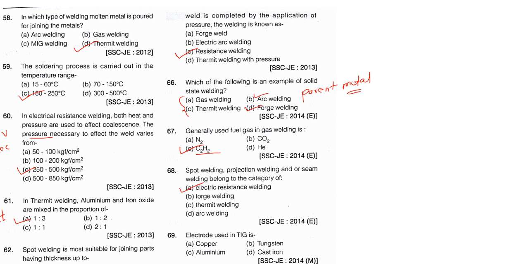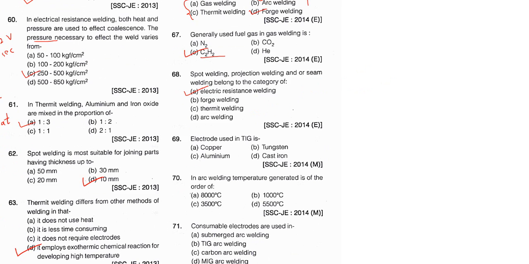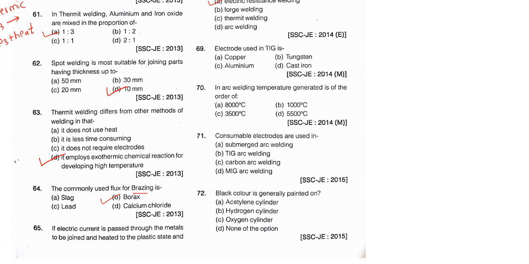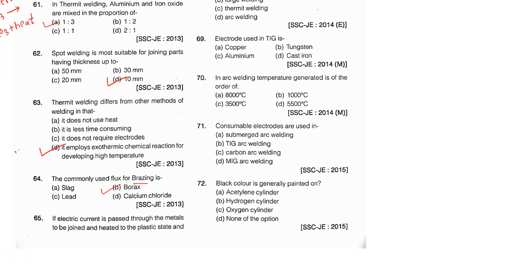Next, electrode used in TIG. So we have seen it's a non-consumable electrode and it is made up of what? It is made up of tungsten. So the correct answer will be option number B. In arc welding, temperature generated is of the order, yes, around 3000 to 4000 degrees Celsius. Correct answer you can choose as 3500 degrees Celsius. Consumable electrodes are used in, we have seen, what? MIG. Next, black color is generally painted on.